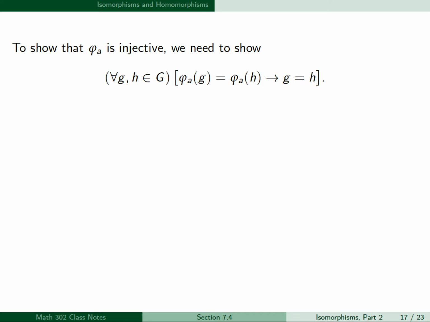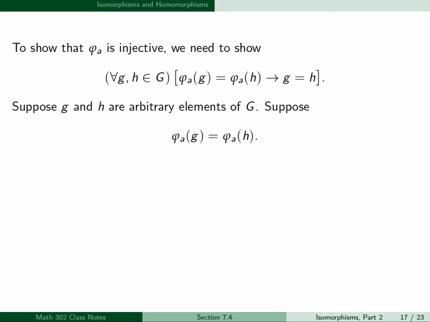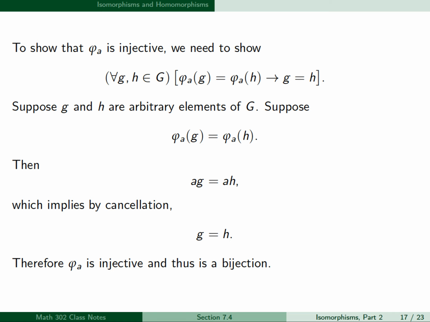Now to show that phi sub A is injective, we need to show for all g and h in G, phi sub A of g equals phi sub A of h implies g equals h. So suppose g and h are arbitrary elements of G. Suppose our hypothesis, phi sub A of g equals phi sub A of h. Then ag is equal to ah by the definition of our function, which implies, by canceling a on the left, that g is equal to h. So this shows that phi sub A is injective and thus is a bijection.